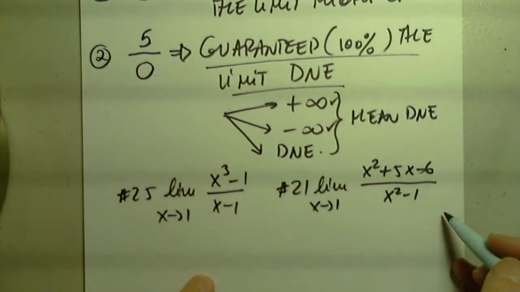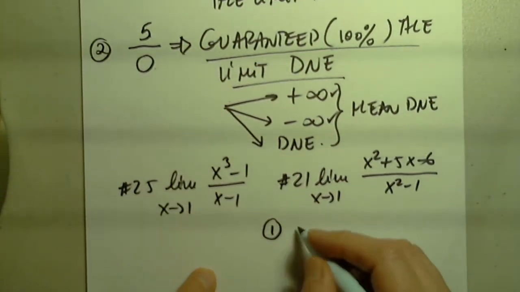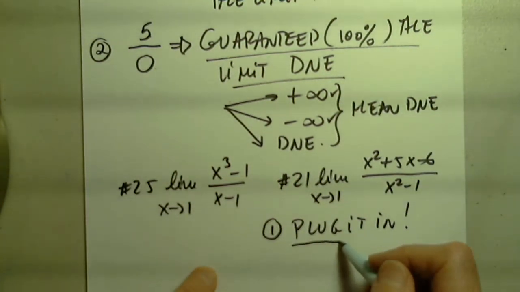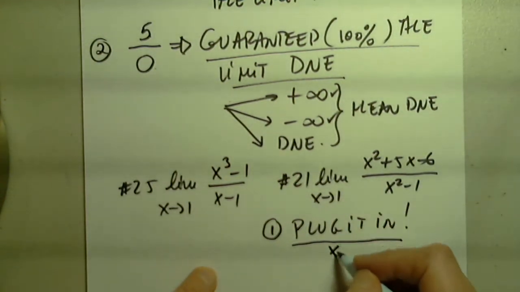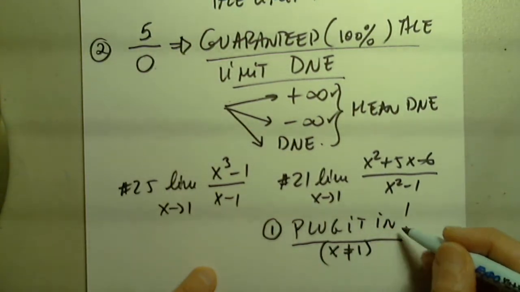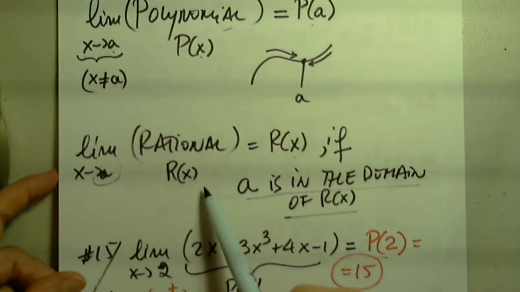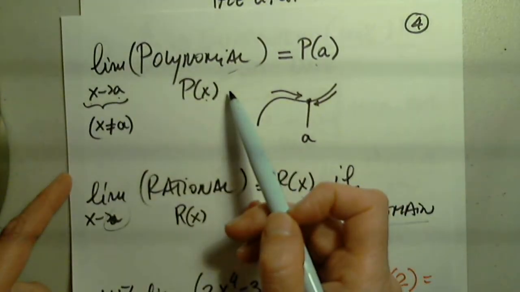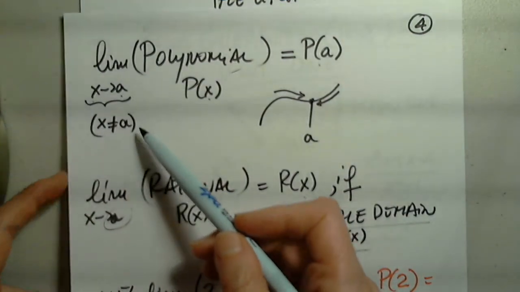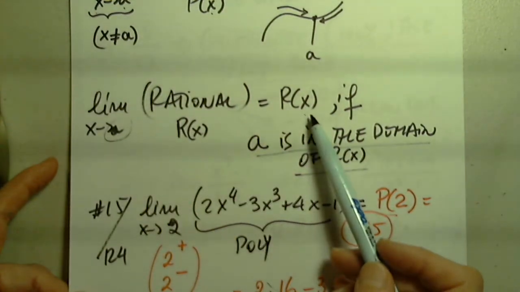Every time we're asked to determine a limit, step number 1 must always be plug it in. And you can say this is a contradiction. You already told us that x does not equal 1. Why on earth are you coming back and changing your idea? Because of this theorem. If it's a polynomial, it's the same as plugging it in, although x does not equal a. With a rational function, it's the same as plugging it in as long as a is in the domain.